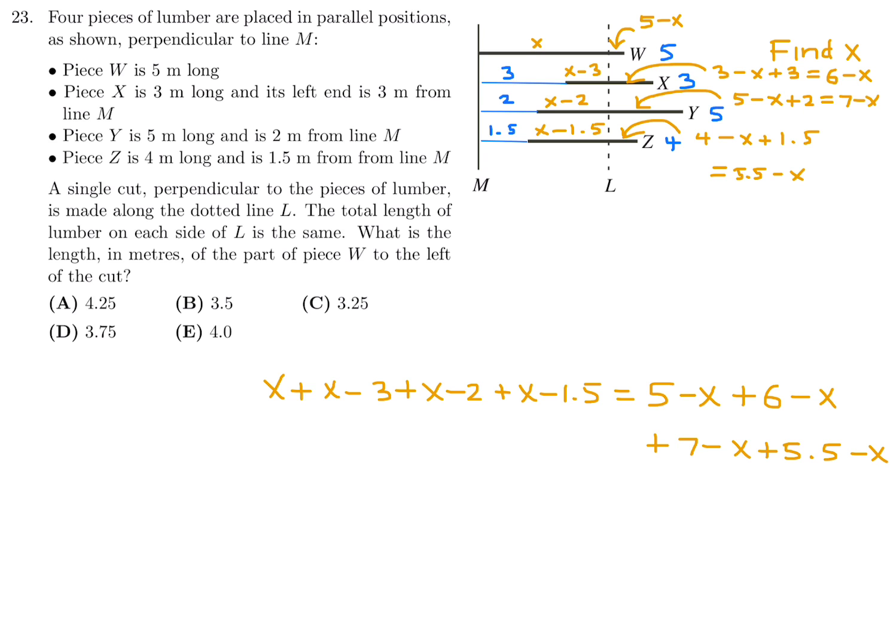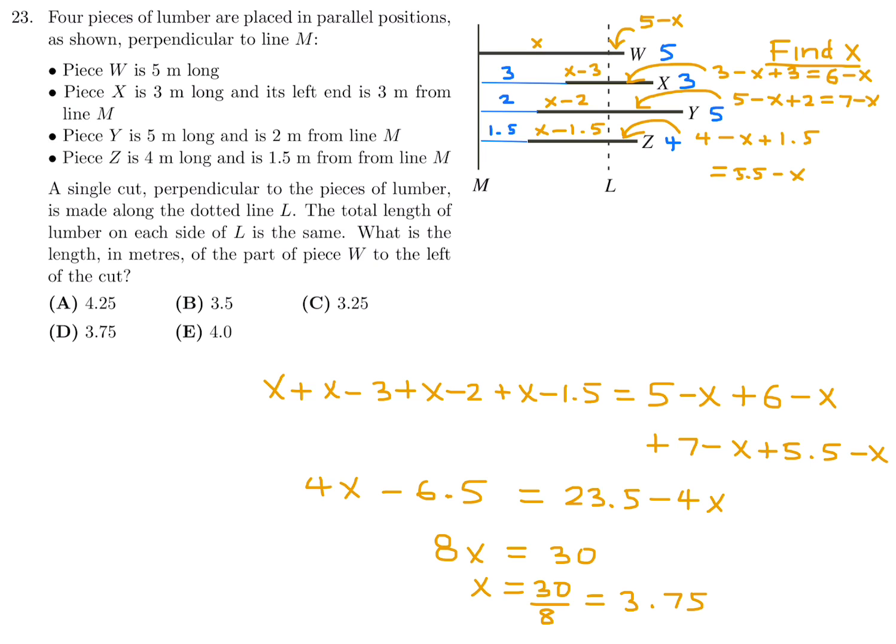All right, now it becomes just straight algebra. Adding this, we get 4X minus 6.5. And on this side, we get 23.5 minus 4X. Bringing it over, 8X is equal to 30, and therefore X is equal to 30 over 8. And 30 over 8 is 3.75. So there you go. That's what they wanted. 3.75 is what they wanted. Find X. So number 23, the answer is D.